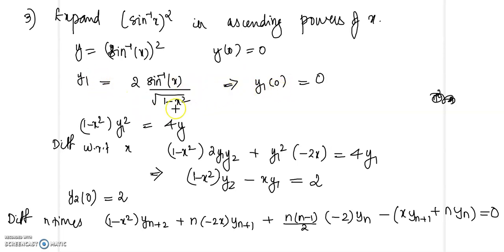Now, let us multiply root of 1 minus x square to the left side and square on both sides. So, we will get 1 minus x square, y1 square equal to 4.